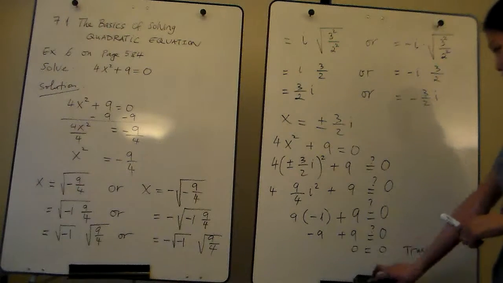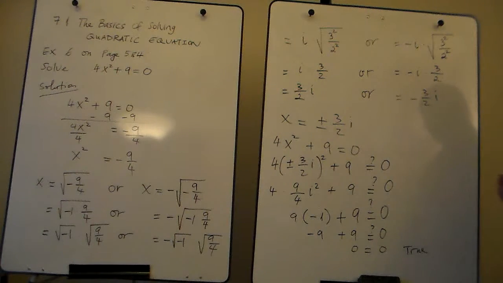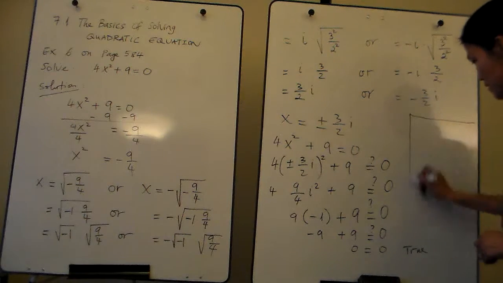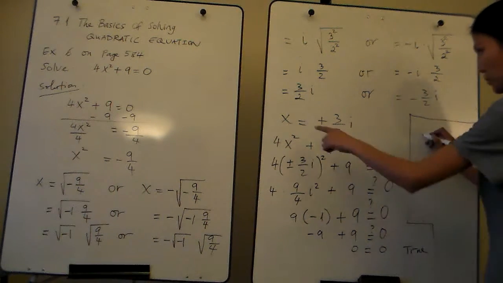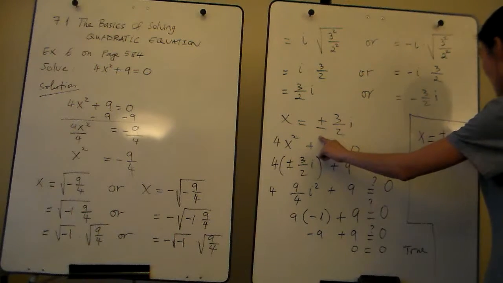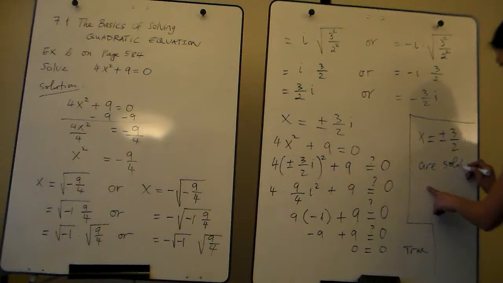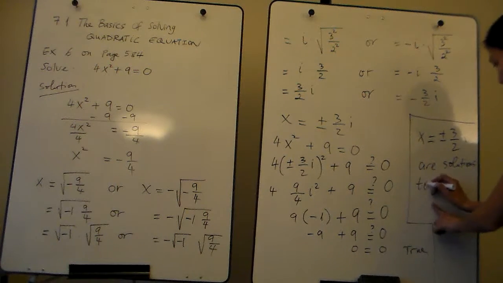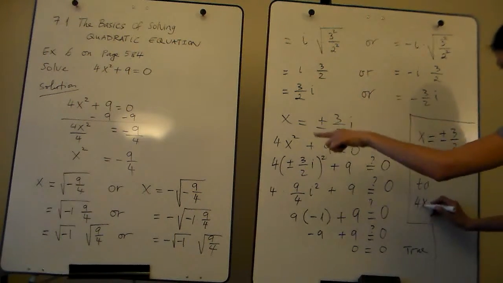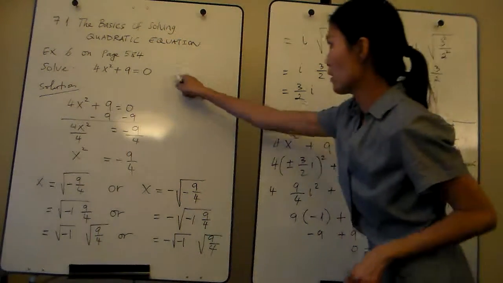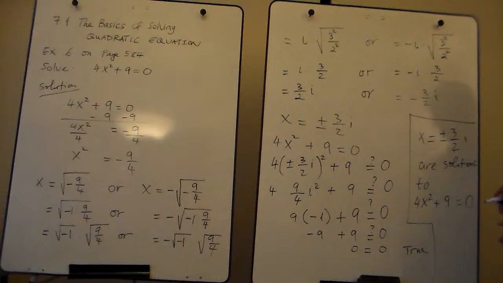So let me erase this, or I can put this here on the side for you. The solutions, x equal to positive or negative 3 over 2 i, are solutions to the equation 4x squared plus 9 equal to 0. So the answers for this equation are x equal to plus 3 over 2 times i, or x equal to negative 3 over 2 times i. So this is i here.